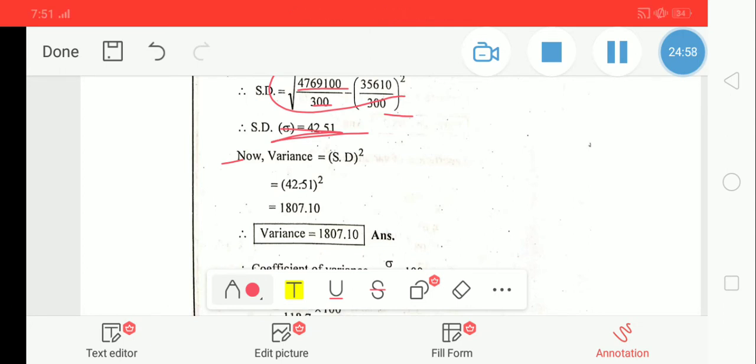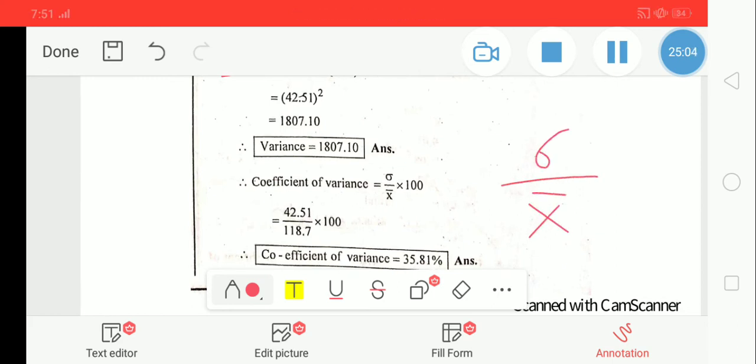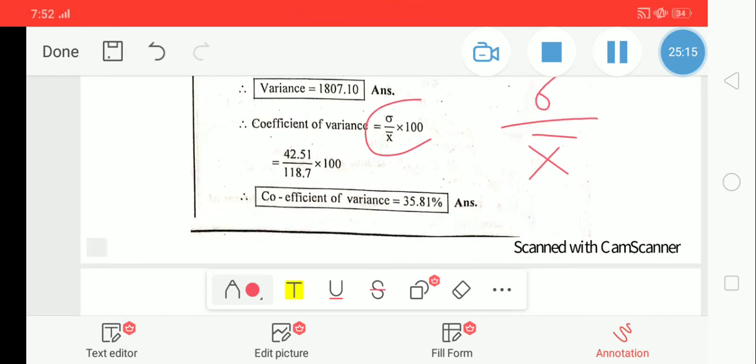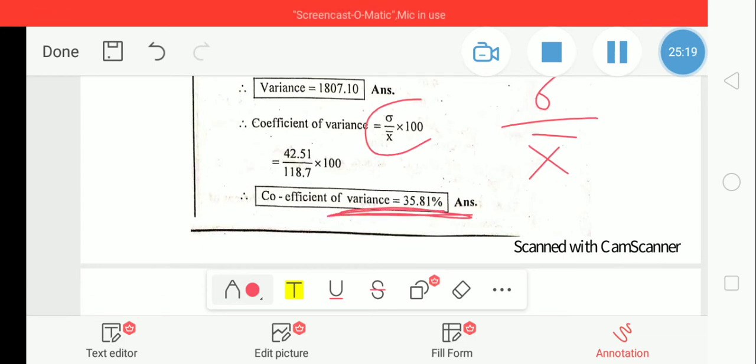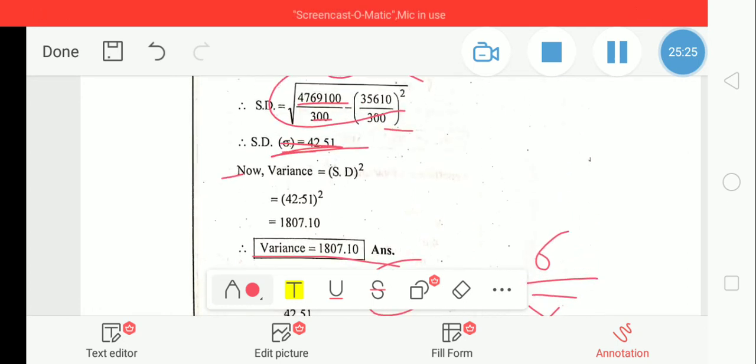Now the coefficient of variance is sigma divided by x bar multiplied by 100. So sigma is 42.51 divided by 118.7 multiplied by 100. So the coefficient of variance is 35.81%. It is the coefficient of variance, and variance is 1807.10 and standard deviation is 42.51.